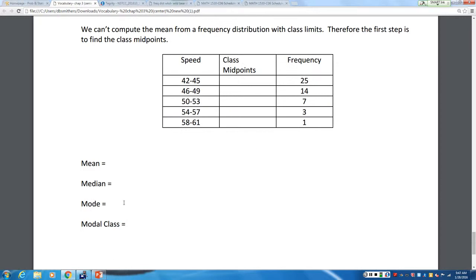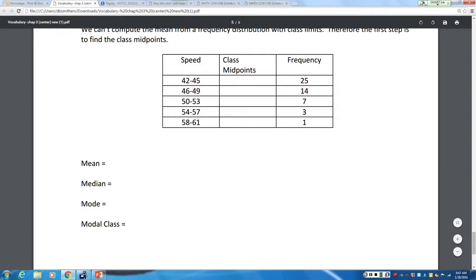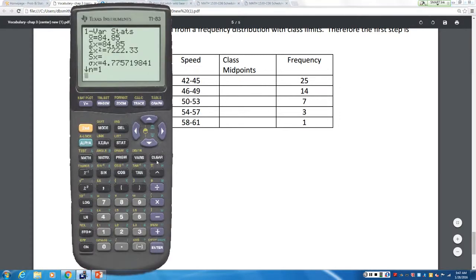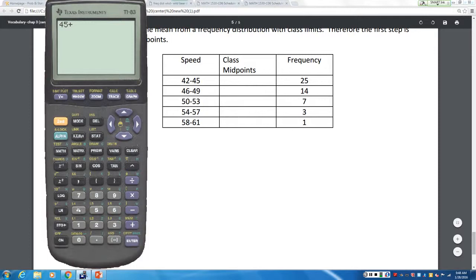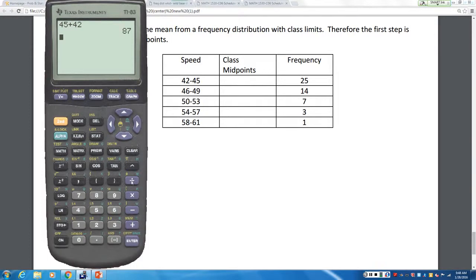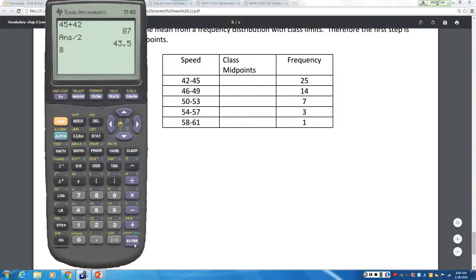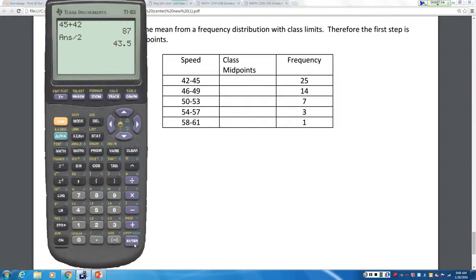Who remembers? This is why it's important we keep building, right? We can't just learn and forget. How do we get our class midpoints again? Maximum number minus the minimum number divided by the number of classes. So be careful, we're going to do my 45 and I'm going to add the 42, and then divide by what? 2. So I've got 43.5, that's my middle number for the midpoint. Is that okay?